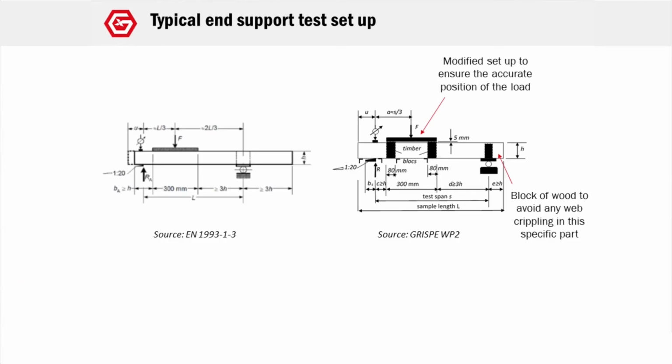On the left, it is the setup defined in the Eurocode. On the right, it is the setup used during the GRISP project. Why a difference? This difference concerns the pieces of wood that are put below the plate where the load is applied. You can see this on the right. These timber blocks are added to be sure that the load is applied at this point, and this facilitates the calculation of the load on the support after.